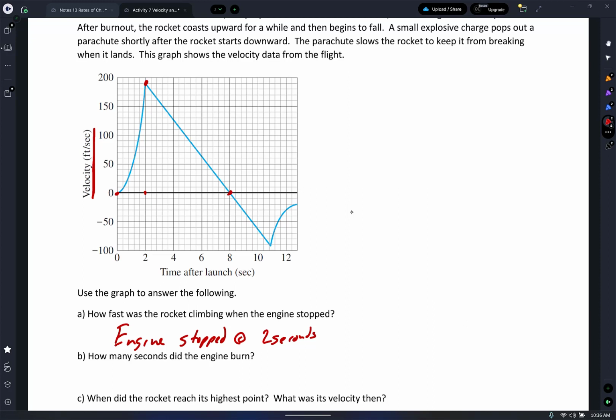So how fast was I going? It looks like I was going about, what did it look like to you? 190, and give me units. Feet per second.